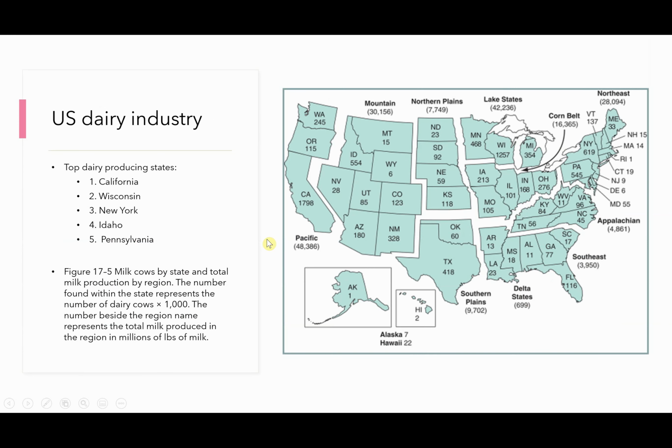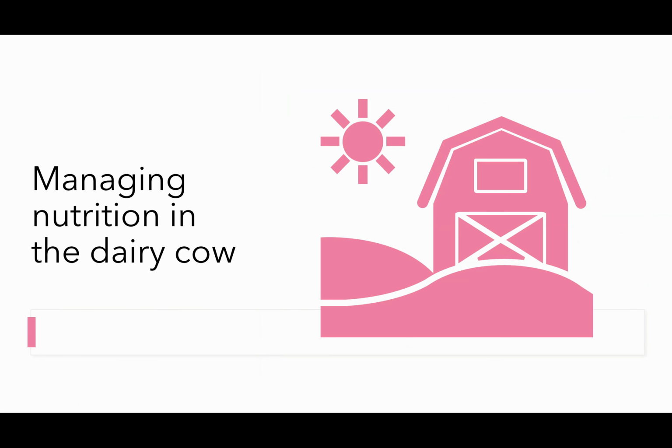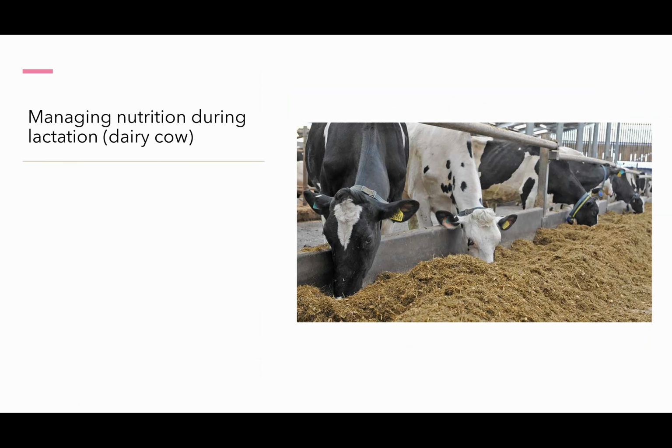This chart just shows the top dairy producing states within the U.S. First, we have California, followed by Wisconsin, then New York, Idaho, and Pennsylvania. Now, as I previously mentioned, dairy cows' nutrition is very strongly managed, very controlled within the industry.